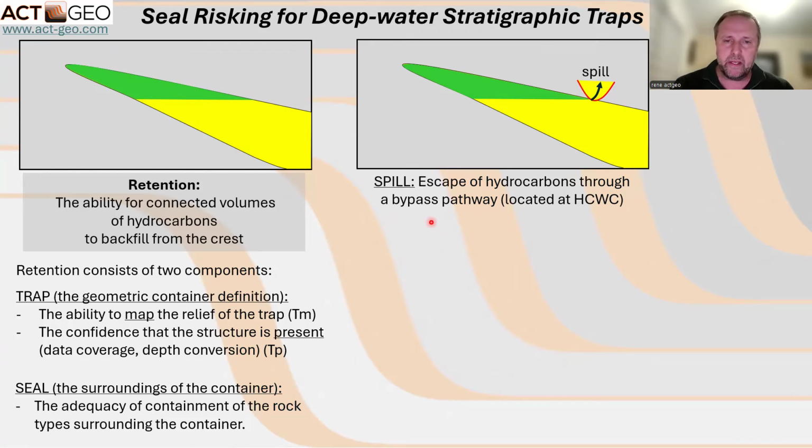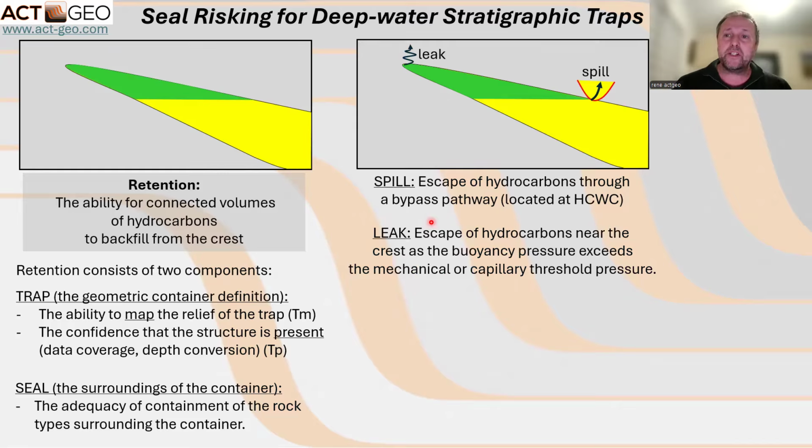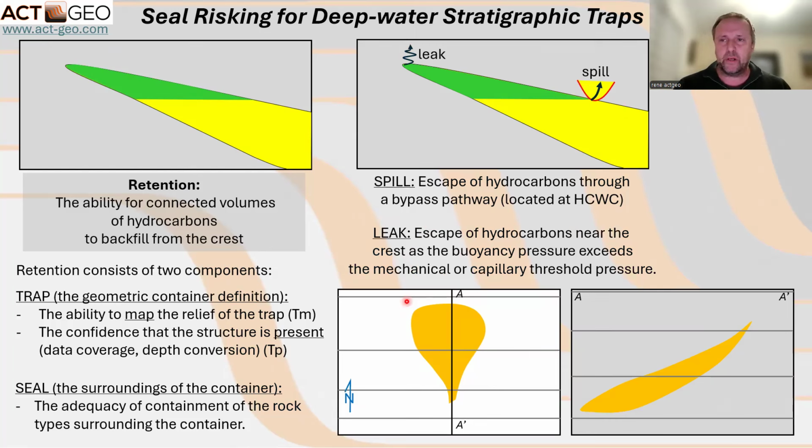If you don't do those things, then you might as well not bother doing risking at all because it's kind of pointless. Now, the other way hydrocarbons escape is through what I call leak. When I use the word leak, I specifically mean escape of hydrocarbons near the crest as the buoyancy pressure is exceeding either the mechanical or, most typically, as we demonstrated in a previous video, the capillary seal capacity of my trap. So risking minimum is important to define, and I would suggest that that is a column height.